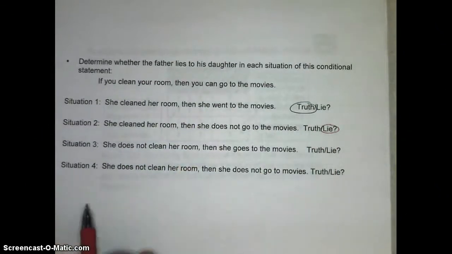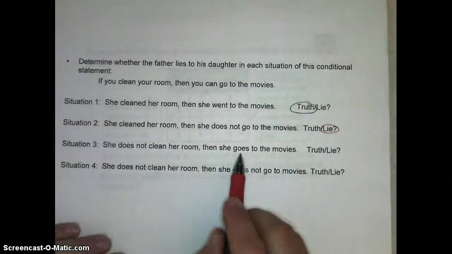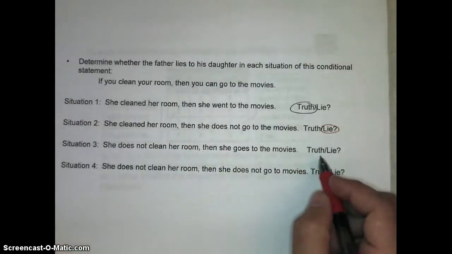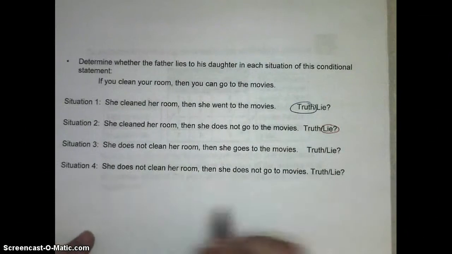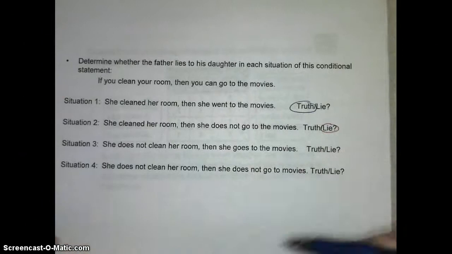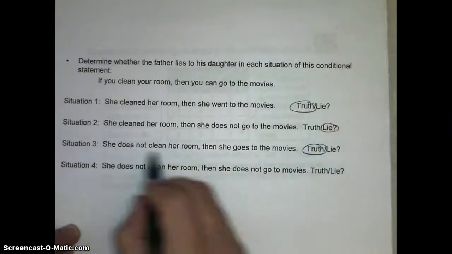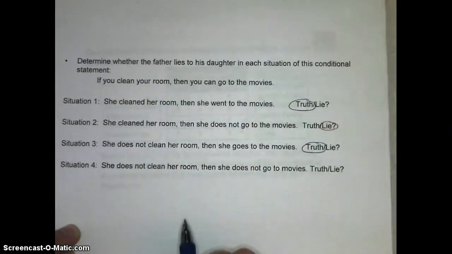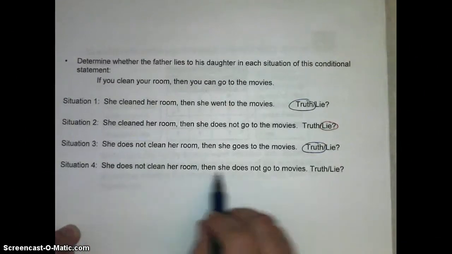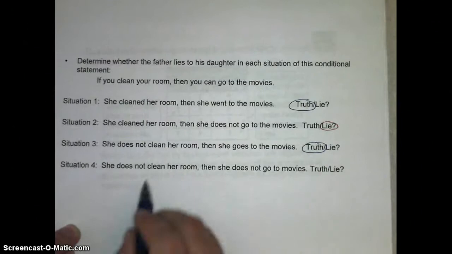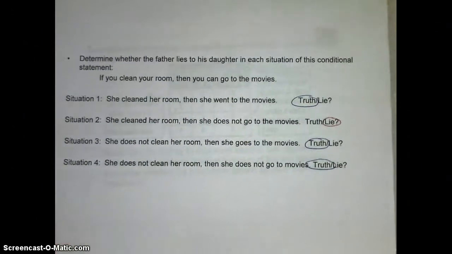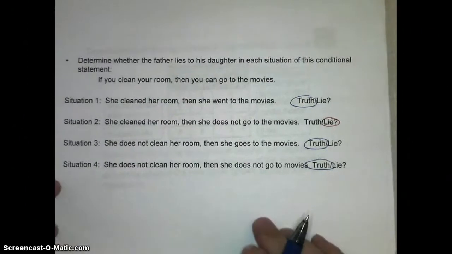But in the last 2 situations, she doesn't clean her room. First situation, she does not clean her room, she goes to the movies. Do we know whether or not the dad was telling the truth or not? No, because she didn't do her part. Since we can't say whether the dad was telling the truth or not, we always assume truth. We assume the dad was telling the truth. She didn't clean her room. She went to the movies anyway. It doesn't matter. She didn't clean her room. Same situation here. She did not clean her room, but she doesn't go to the movie. It still doesn't mean the dad was lying or telling the truth necessarily, so we assume truth. It's kind of the same concept of innocent until proven guilty.